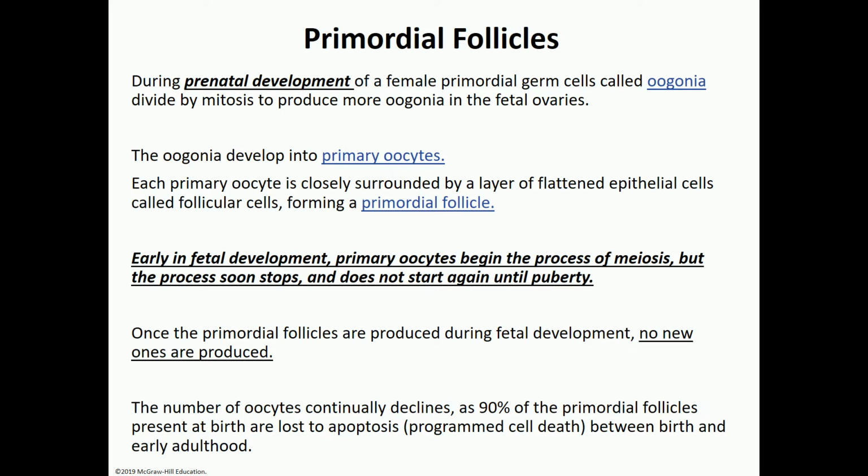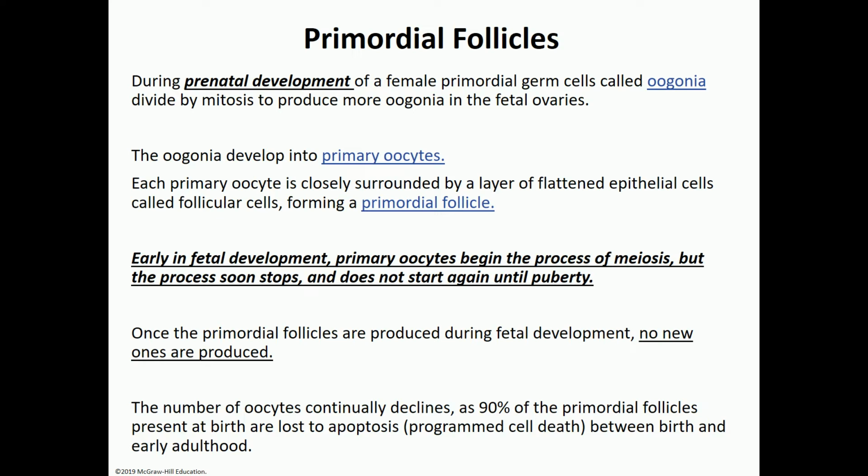The process, though, does not complete. So the first meiotic division does not complete. It stops, okay, and it remains halted, it remains stopped until puberty hits. So when that baby girl is born, she is born with primary oocytes that are stopped in their first meiotic division.